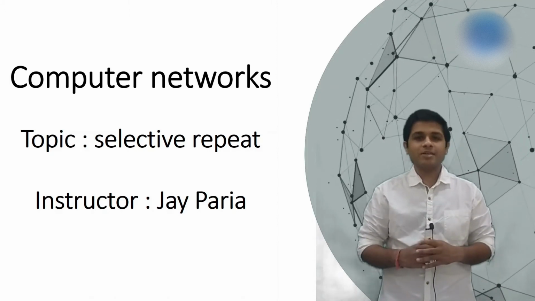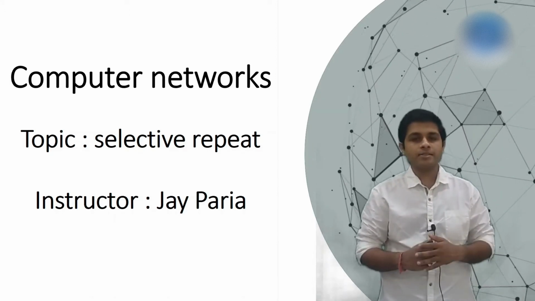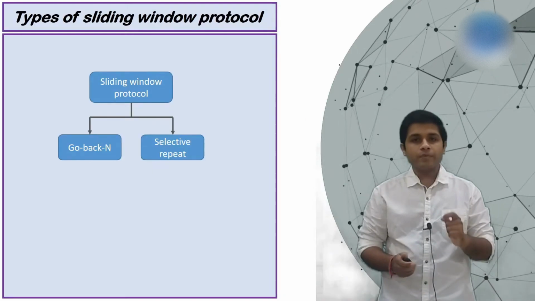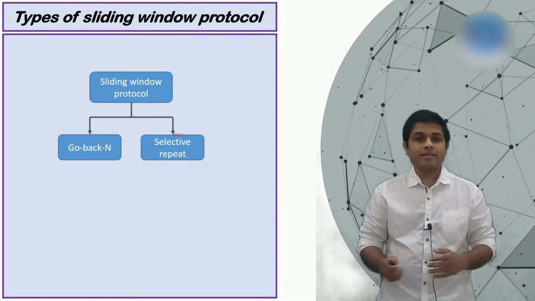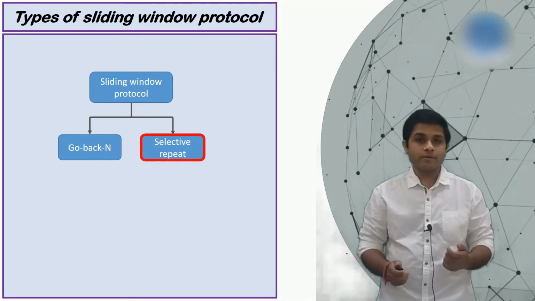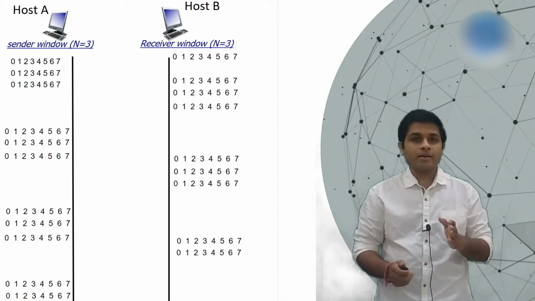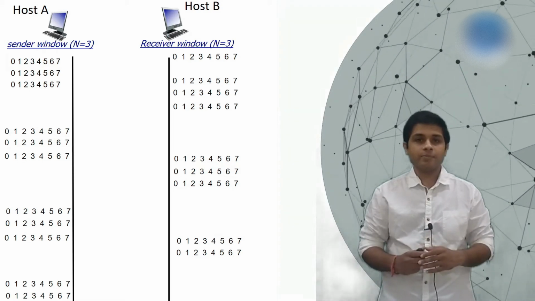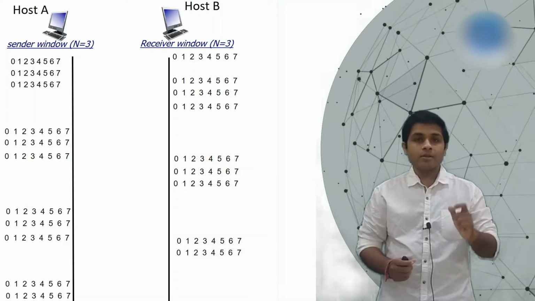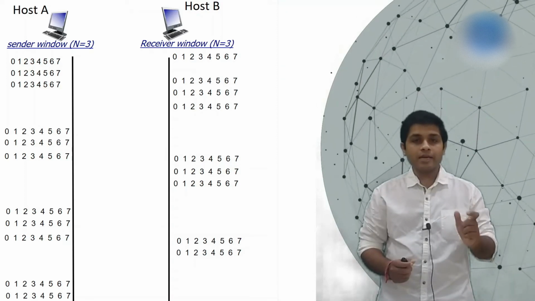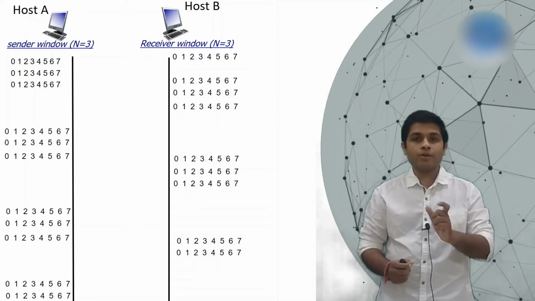Everyone, this is Jai, your instructor for computer networks, and in this session, we will discuss the second type of the sliding window protocol, that is selective repeat. There is one sender A and receiver is B, and in the selective repeat protocol, the window of the sender will be the same as the window of the receiver.